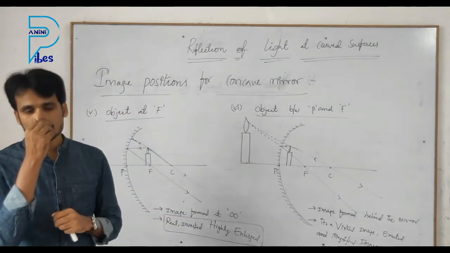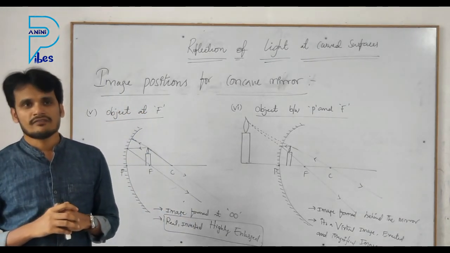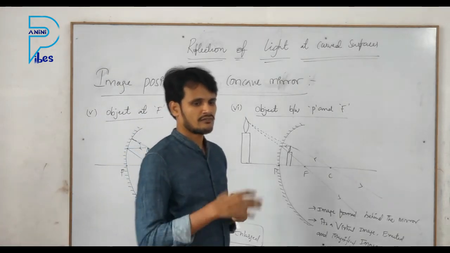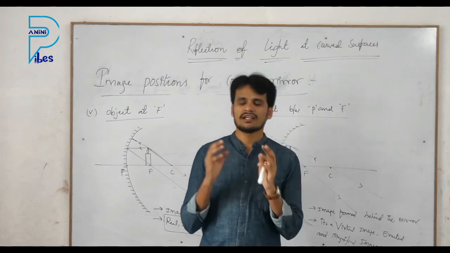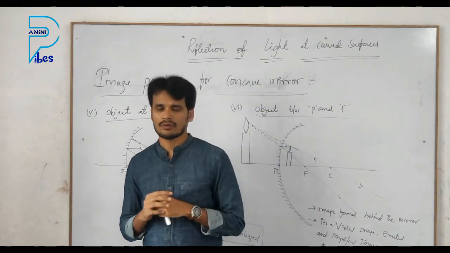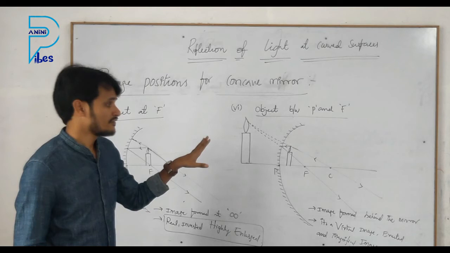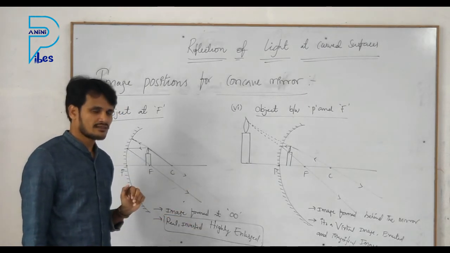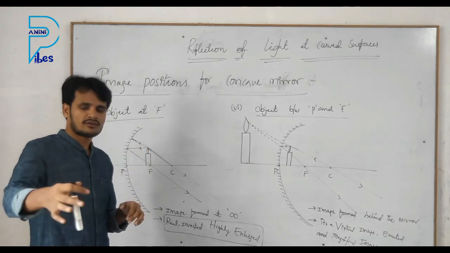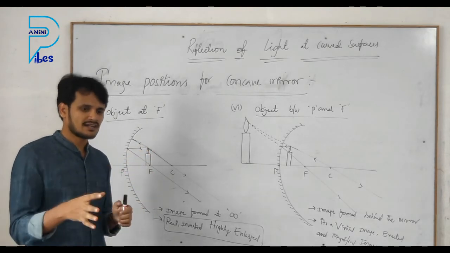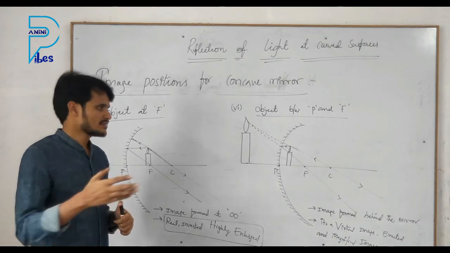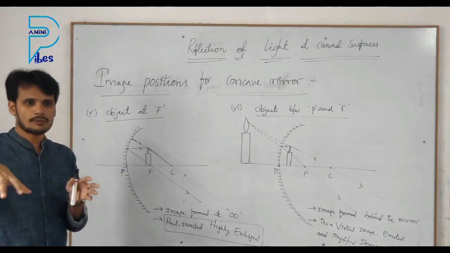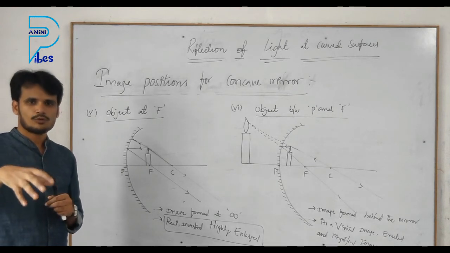And what about image positions for convex mirror? Convex mirror is a diverging mirror. If you are placing object anywhere in front of convex mirror, we'll get only one type of image. But concave mirror is not like that. In different positions we'll get different images. With convex mirror, we can't take positions based on distance like concave mirror. I mean couple of positions are not possible. Why? Because only one type of image.